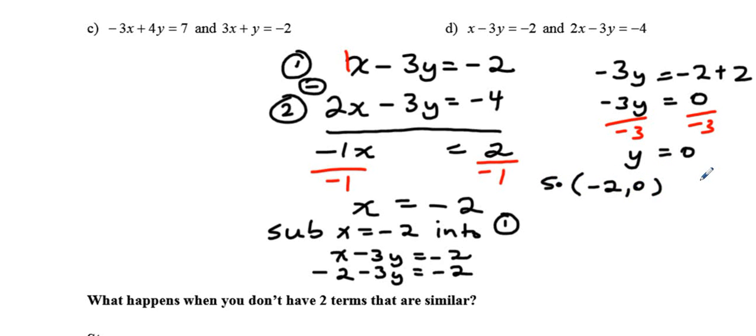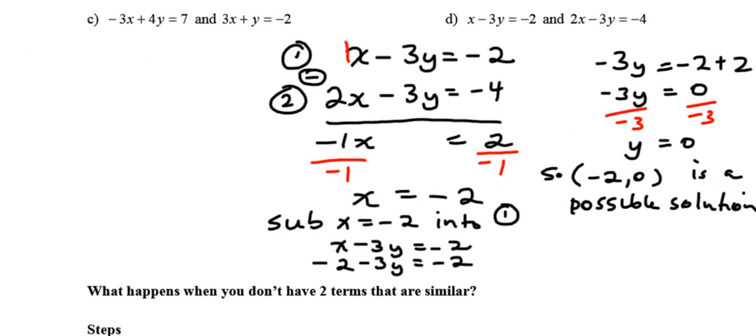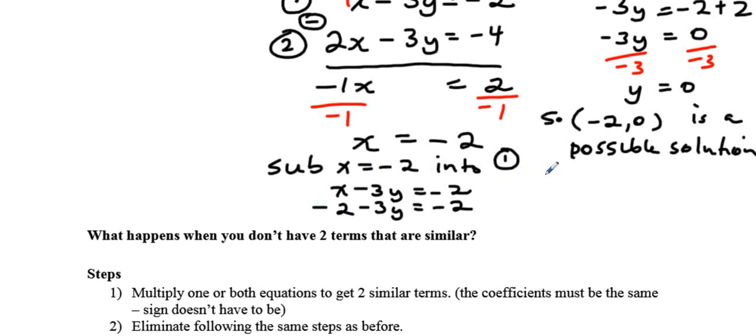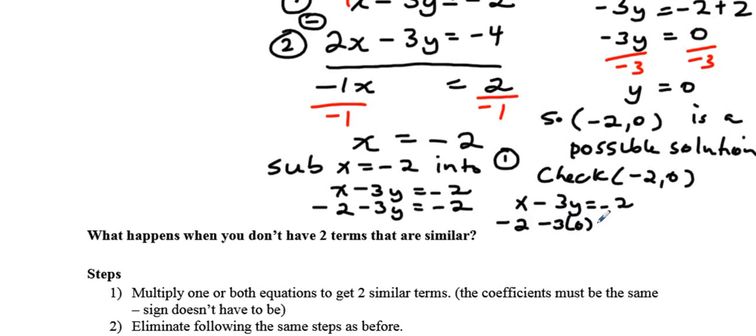Is that what you got? Hopefully I haven't made any mistakes, but we should always check. So check the point negative 2, 0. If we put it into x minus 3y equals negative 2: negative 2 minus 3 times 0 equals negative 2, negative 2 minus 0 equals negative 2, negative 2 equals negative 2. I feel like I'm saying negative 2 a lot. There we go. That one worked.